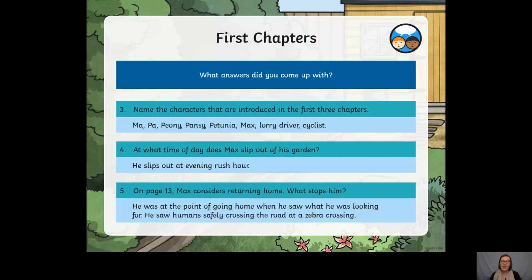Now on page 13, Max considers returning home, but what stops him? Well, he was at the point of going home when he saw what he was looking for. He saw humans safely crossing the road at a zebra crossing, and that's what he was looking for.